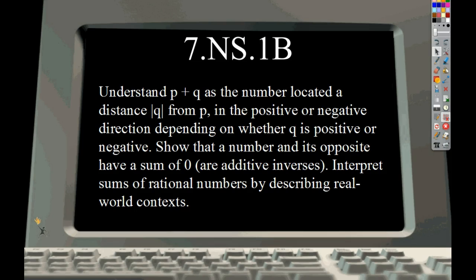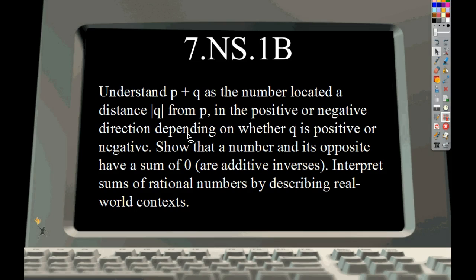So first, understand that P plus Q is the number located... All right, so we need to understand that P and Q are variables. So this is just some number plus another number, right? So understand that adding these gives the number located the absolute value of Q from P, and we'll talk about absolute value again, in the positive or negative direction, depending on whether Q is positive or negative.